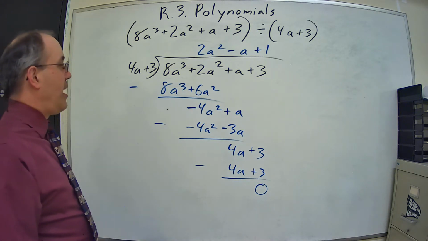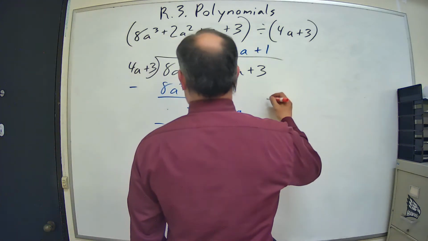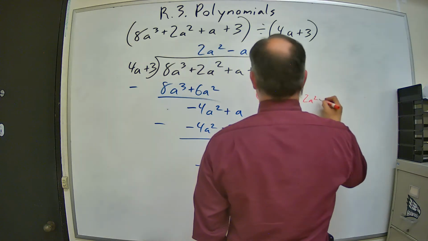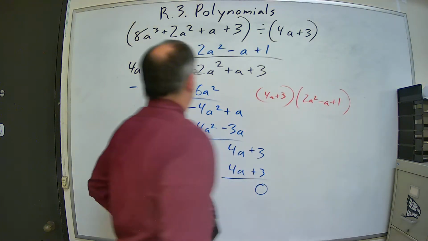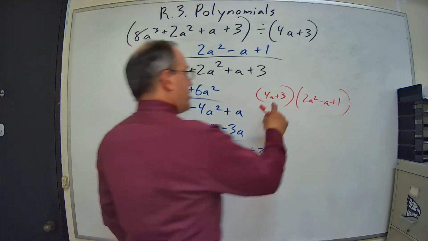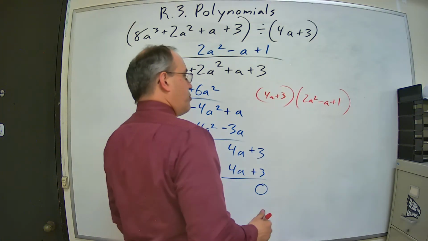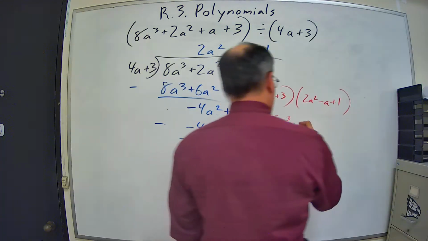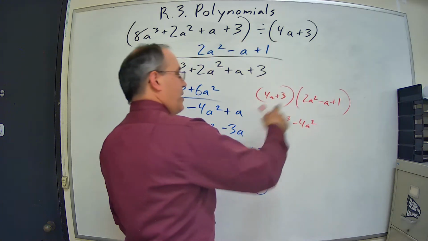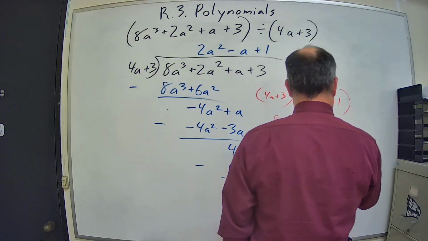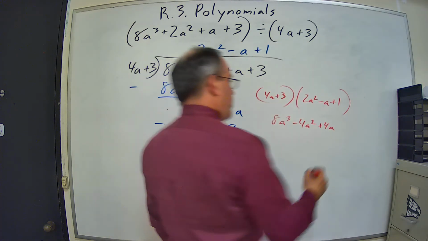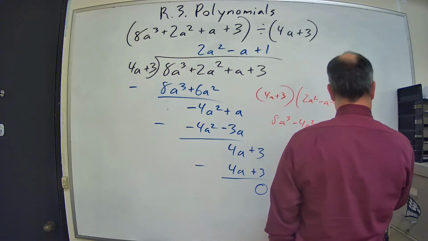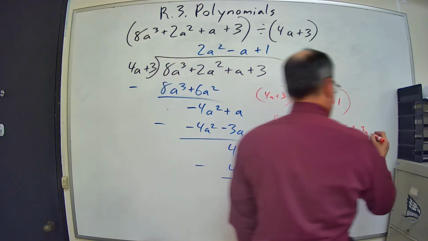Because if my answer is correct, then I should be able to take 4a plus 3 and multiply that by 2a squared minus a plus 1 and get back to the same thing. So I'm going to distribute. 4a times 2a squared gives me 8a cubed. 4a times negative a gives me minus 4a squared. 4a times 1 gives me plus 4a. 3 times 2a squared gives me plus 6a squared. 3 times negative a gives me negative 3a. 3 times 1 gives me plus 3.